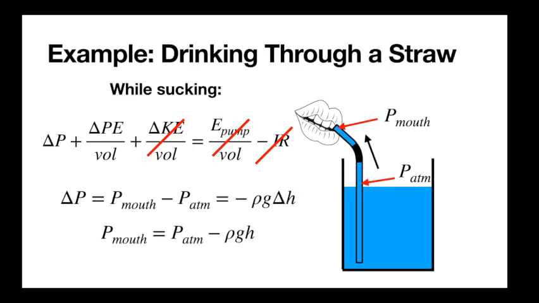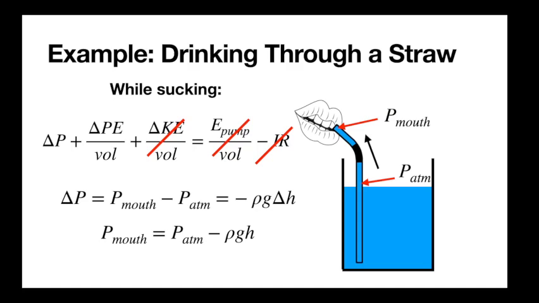So if we're going from the surface of the water to our mouth, our delta P is going to be our final minus initial, and that's going to be equal to negative rho g delta h. I took my delta P over volume, which is rho g delta h, and moved it to the other side. And then if I move atmospheric pressure over there, my nice simple answer is that the pressure of the water reaching our mouth is equal to atmospheric pressure minus some value that has to do with the height. So the water entering our mouth is at a lower pressure than it was when it left the cup, which makes sense, right?